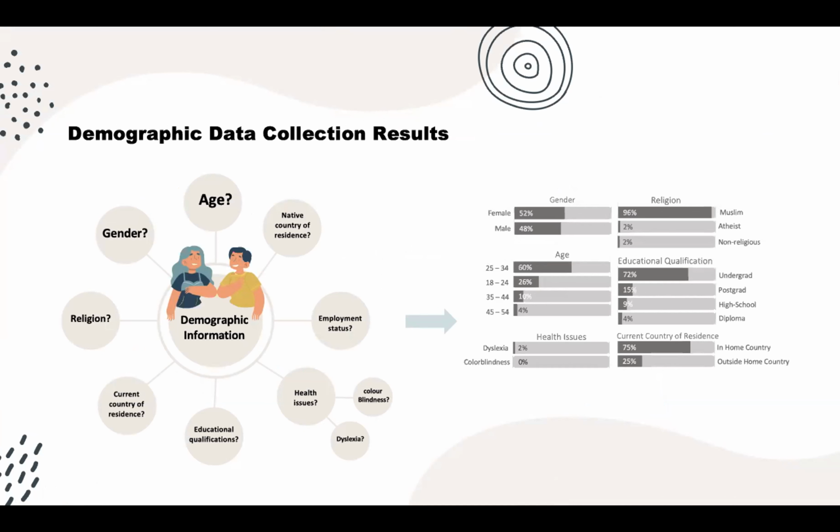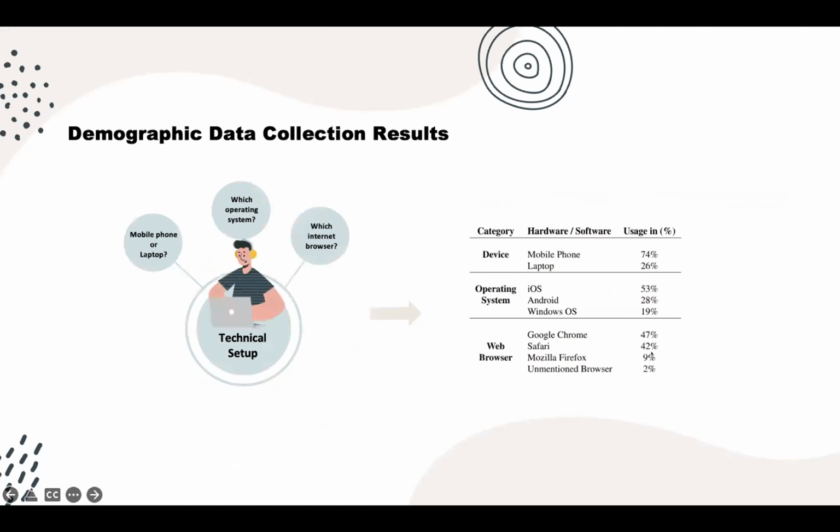60% of the participants are between 25 and 34 years old. 2% were dyslexic, and almost everyone is Muslim. They all are educated, and 70% of them were in their home country. Regarding technical setup, 74% of them use a mobile phone. They prefer the iOS operating system, and they also prefer Google Chrome as a web browser.